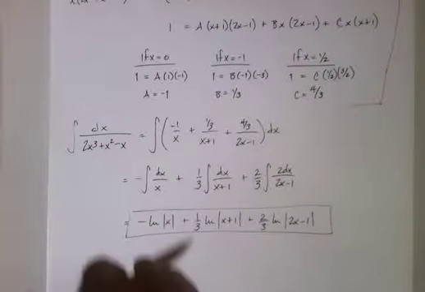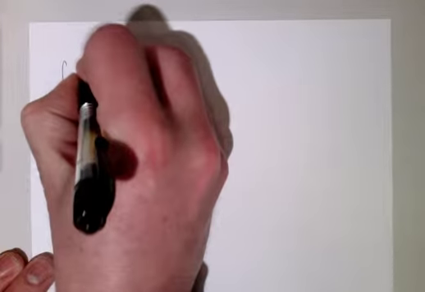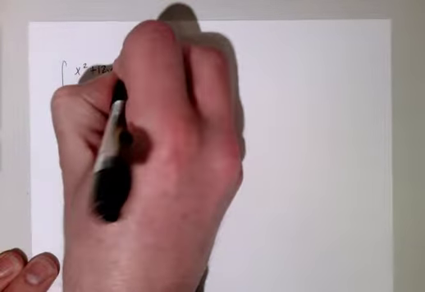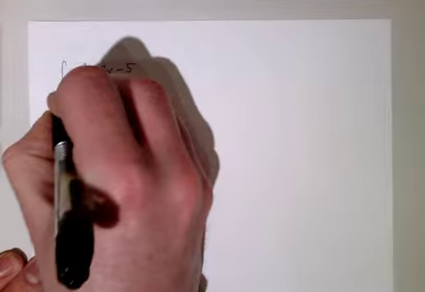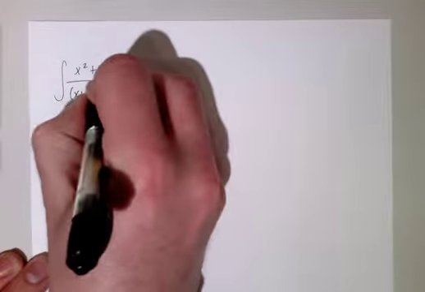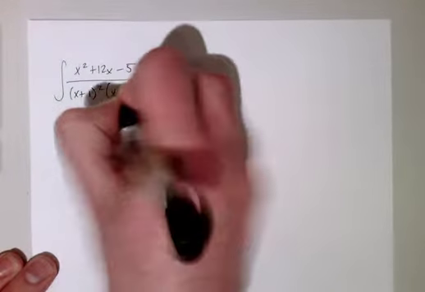And let's go ahead and get to a repeated factor here, okay? Let's go ahead and do x squared plus 12x minus 5 over (x plus 1) squared times (x minus 7) dx.